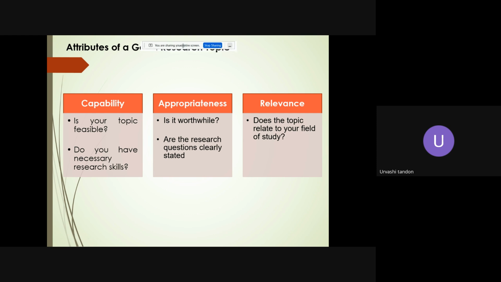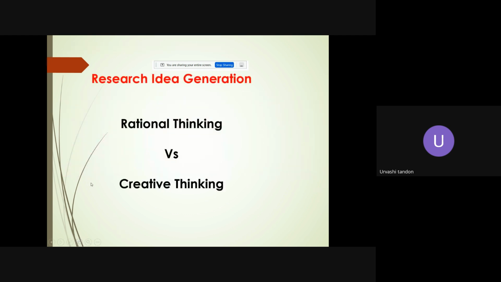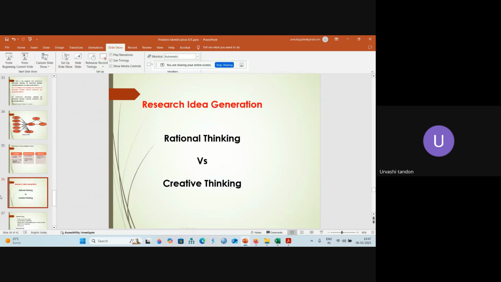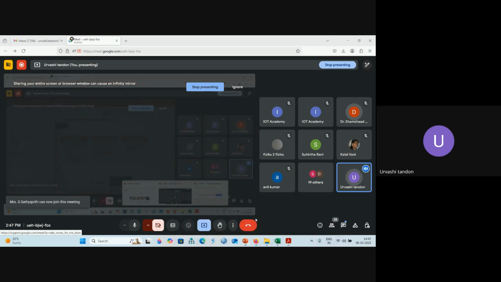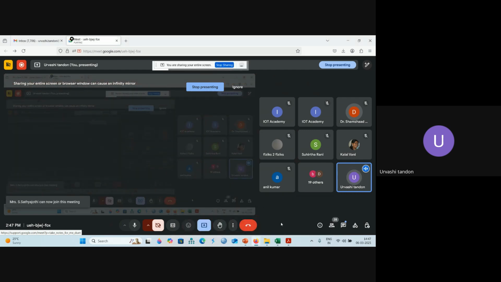I hope the problem part is clear. I hope the identification of problem and how to write the problem statement is clear. Yes, yes, ma'am. Any questions over here? Or let's conclude, only 5 minutes time is left. So let me conclude, then we'll have a QA round, right?